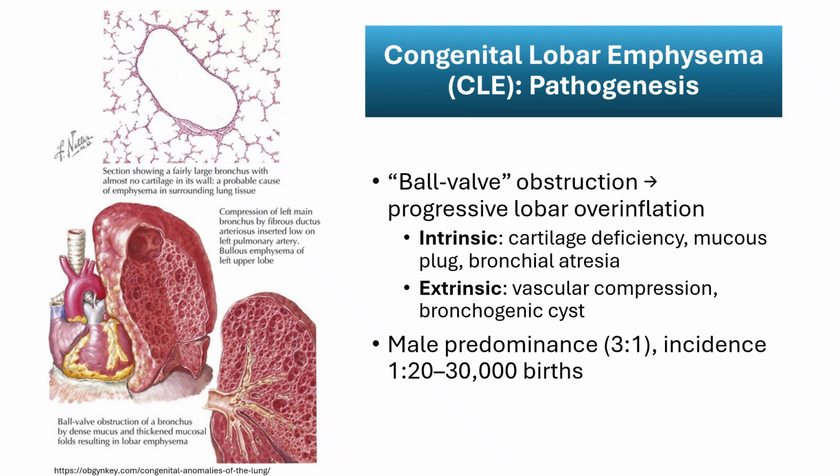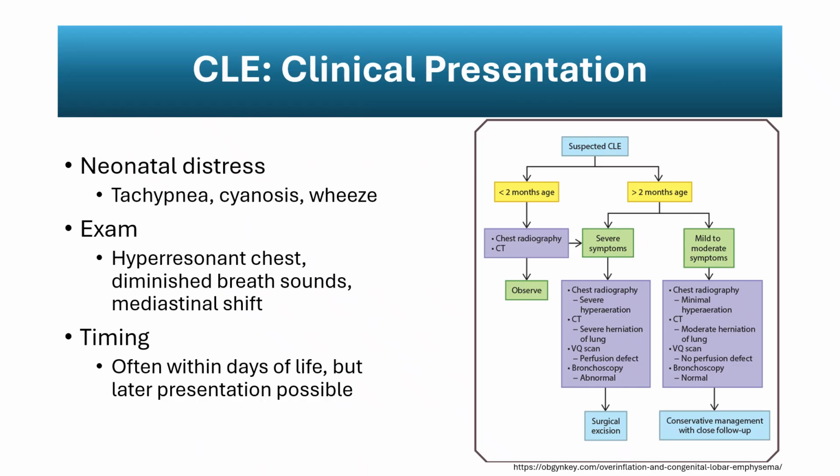Recognition of the underlying mechanism guides clinical management, including the decision between careful observation and surgical lobectomy for symptomatic cases. Infants with congenital lobar emphysema may present with respiratory distress shortly after birth, including tachypnea, cyanosis, and wheezing. Physical examination often reveals a hyperresonant chest on the affected side, diminished breath sounds, and mediastinal shift toward the contralateral lung. While most cases present within the first days of life, milder lesions may remain asymptomatic and only become apparent later in infancy or childhood due to recurrent respiratory infections or incidental findings on imaging.